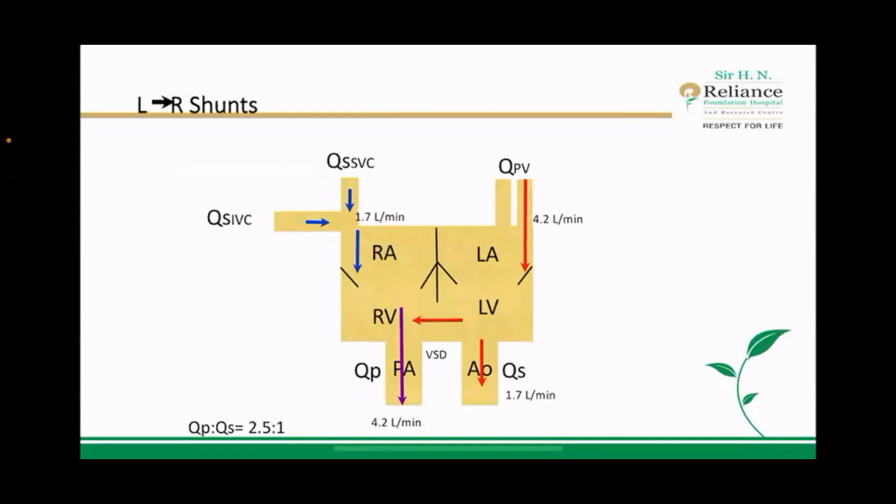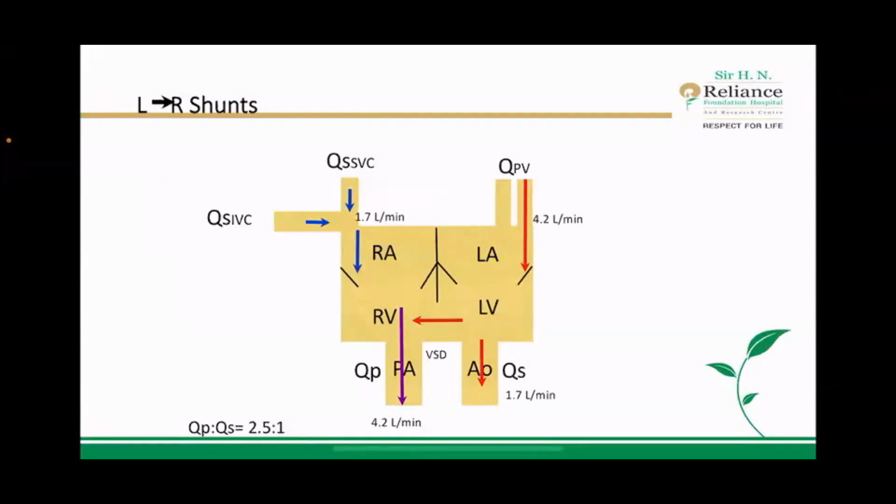So here is another example of a left to right shunt. Here 1.7 liters per minute is coming from the systemic QS. QP is 4.2 liters per minute. So the rest of it, that is again 4.2, is coming in the pulmonary veins and 1.7 is to the systemic. So the remainder is the shunted blood from the left to right side of the heart.